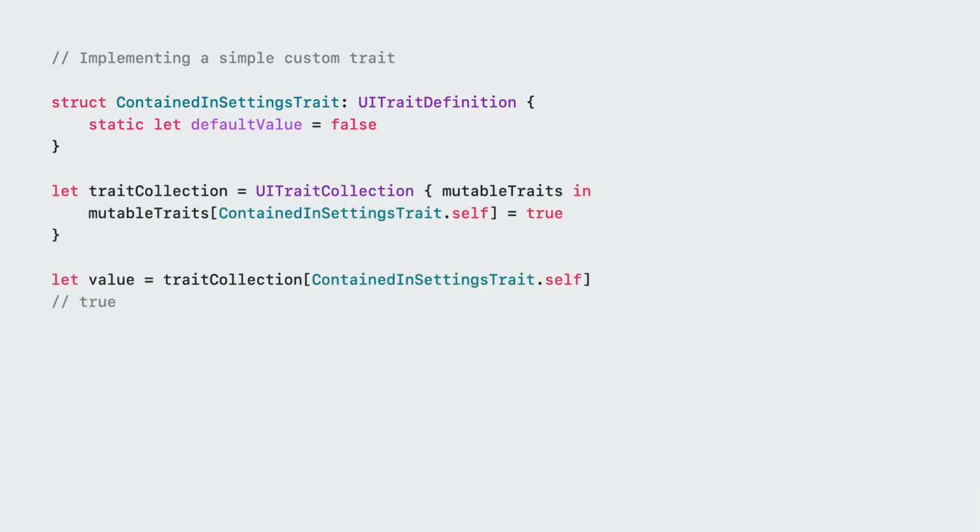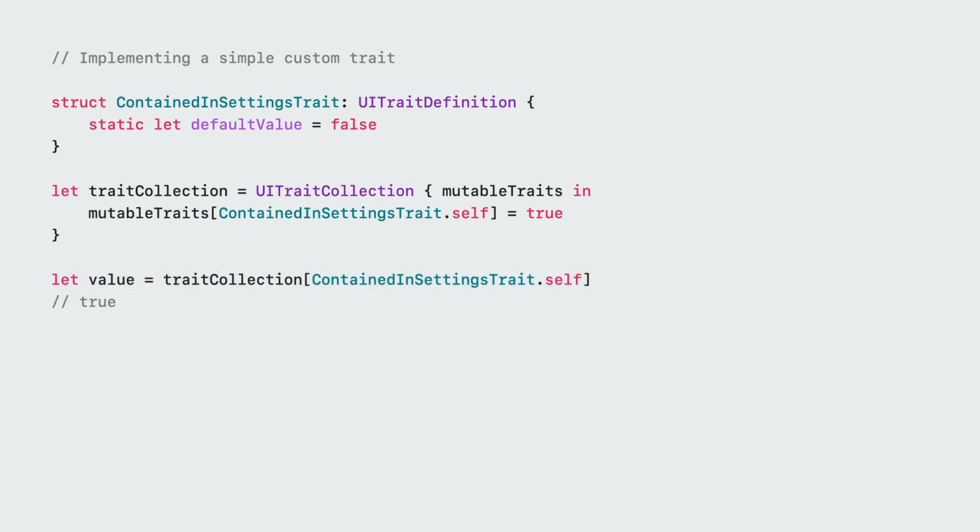Once you've defined a trait, you can immediately use it with new APIs on UITraitCollection and UIMutableTraits. You can think of the trait as a key that you use to get and set values. Inside the new UITraitCollection initializer, I can set a value for my trait by using the subscript operator on UIMutableTraits. And then I can read back the value for the trait by using the subscript operator on UITraitCollection.